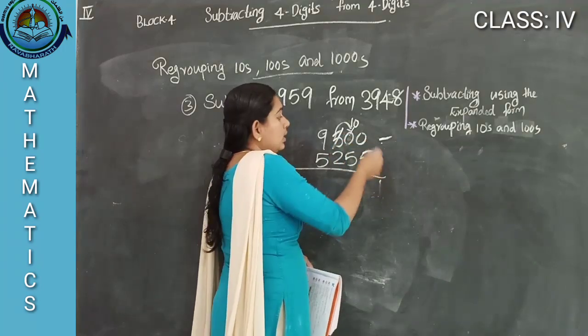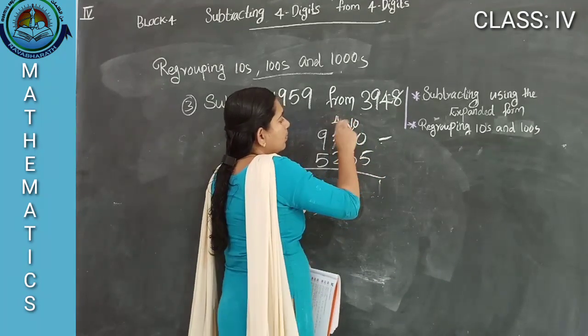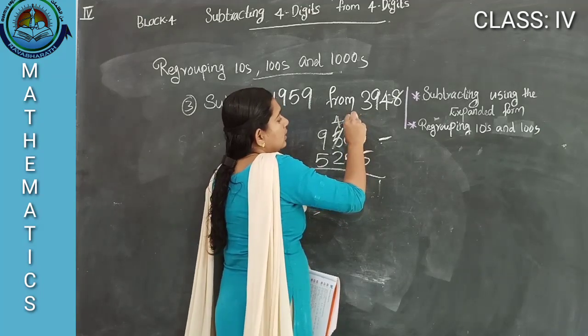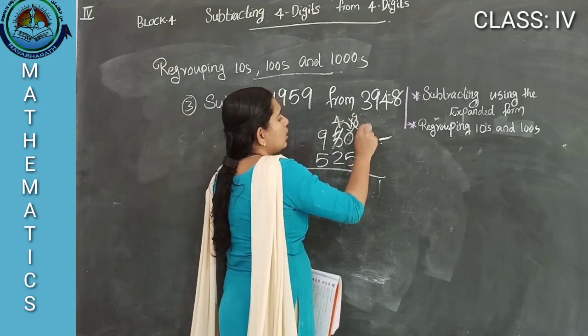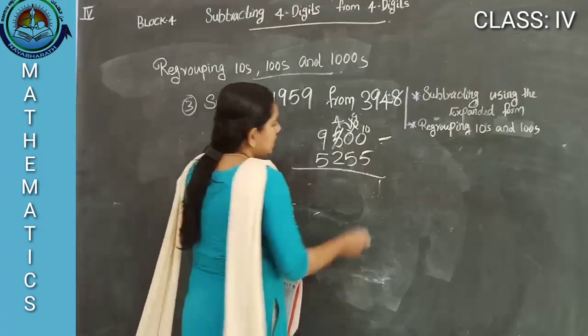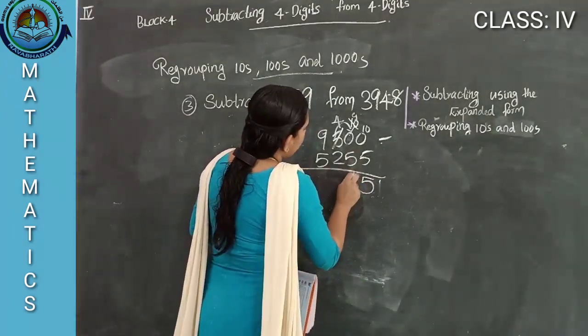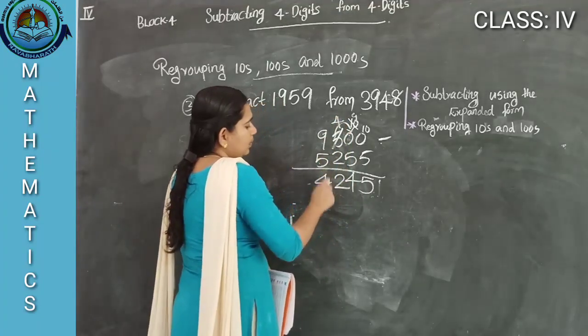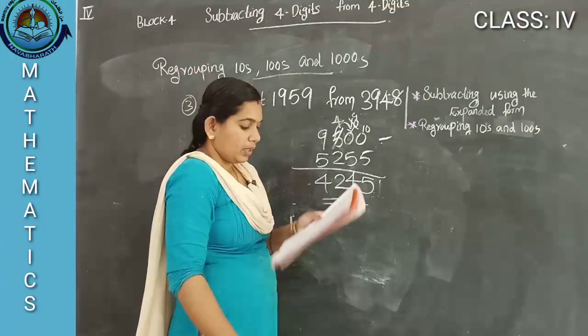Not 1 space. So this 5 becomes 4. Then we want to take 1 from the 100 place. This 10 becomes 9. This 0 becomes 10. Okay, 10 minus 5, 5. 9 minus 5, 4. 4 minus 2, 2. 9 minus 5, 4. Okay.